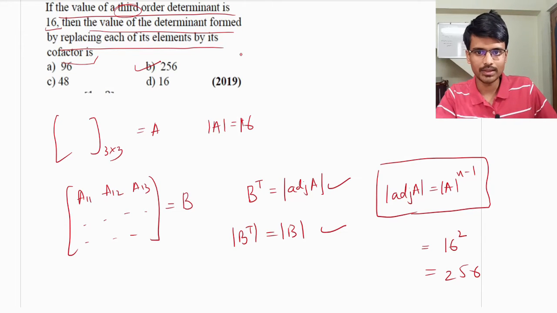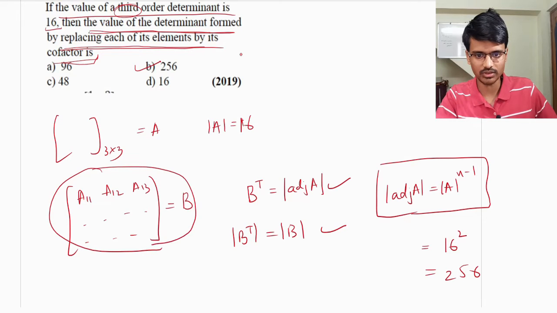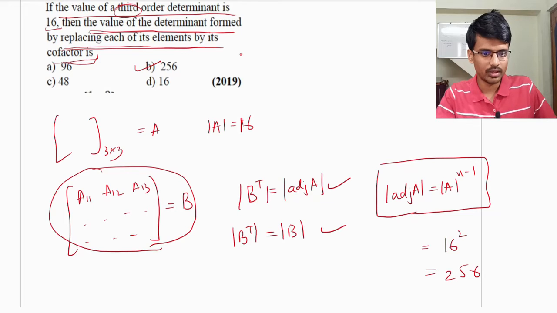So see, the value of the determinant formed by replacing each of its elements by its cofactor is asked. So this is our matrix, and they are asking us the determinant of this. Let us call it B. This is the cofactor matrix. But what we know is that adjoint of a matrix is nothing but transpose of cofactor matrix. So B transpose is nothing but adjoint of A.